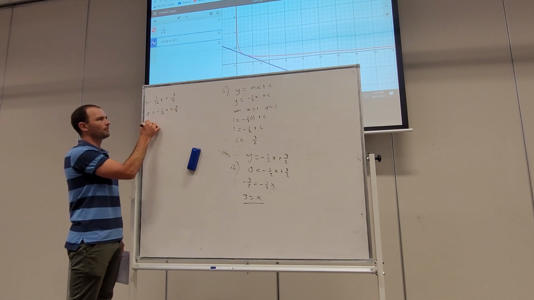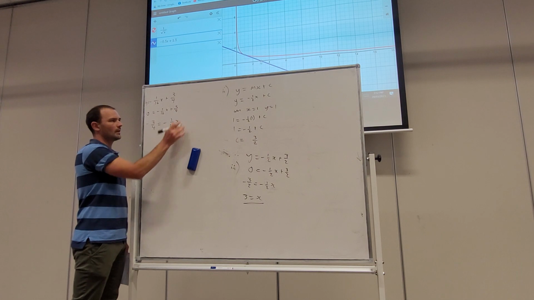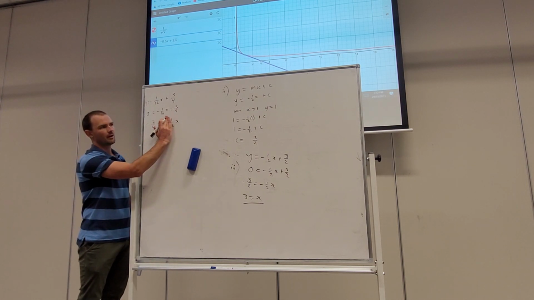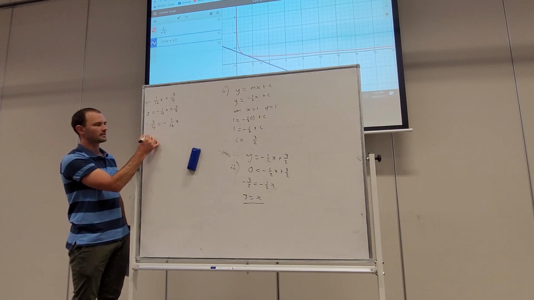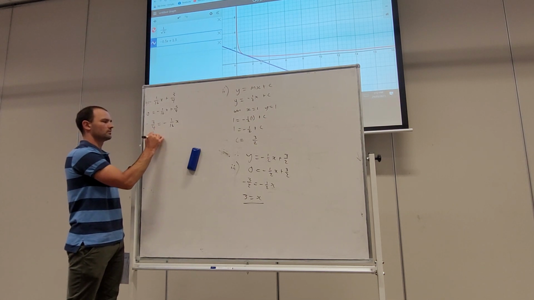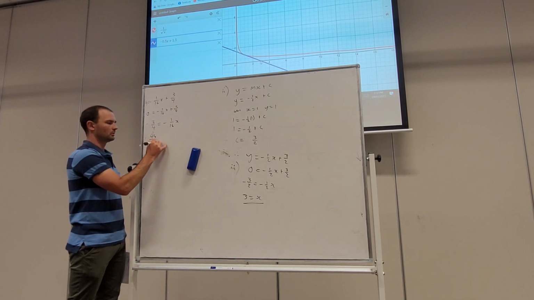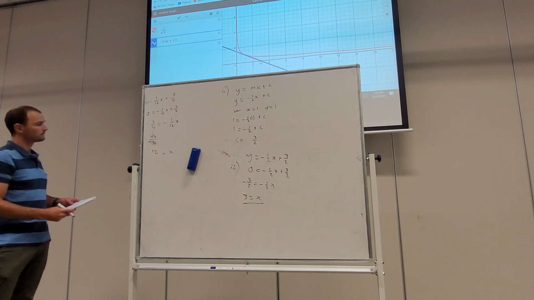What are we doing? Take away 3 on 4 from both sides. And then I'm going to multiply both sides by negative 16. It's going to get rid of that whole denominator. It allows me to get x by itself. So we're going to have 3 times 16, that's 48, on 4, that's 12. X is 12.